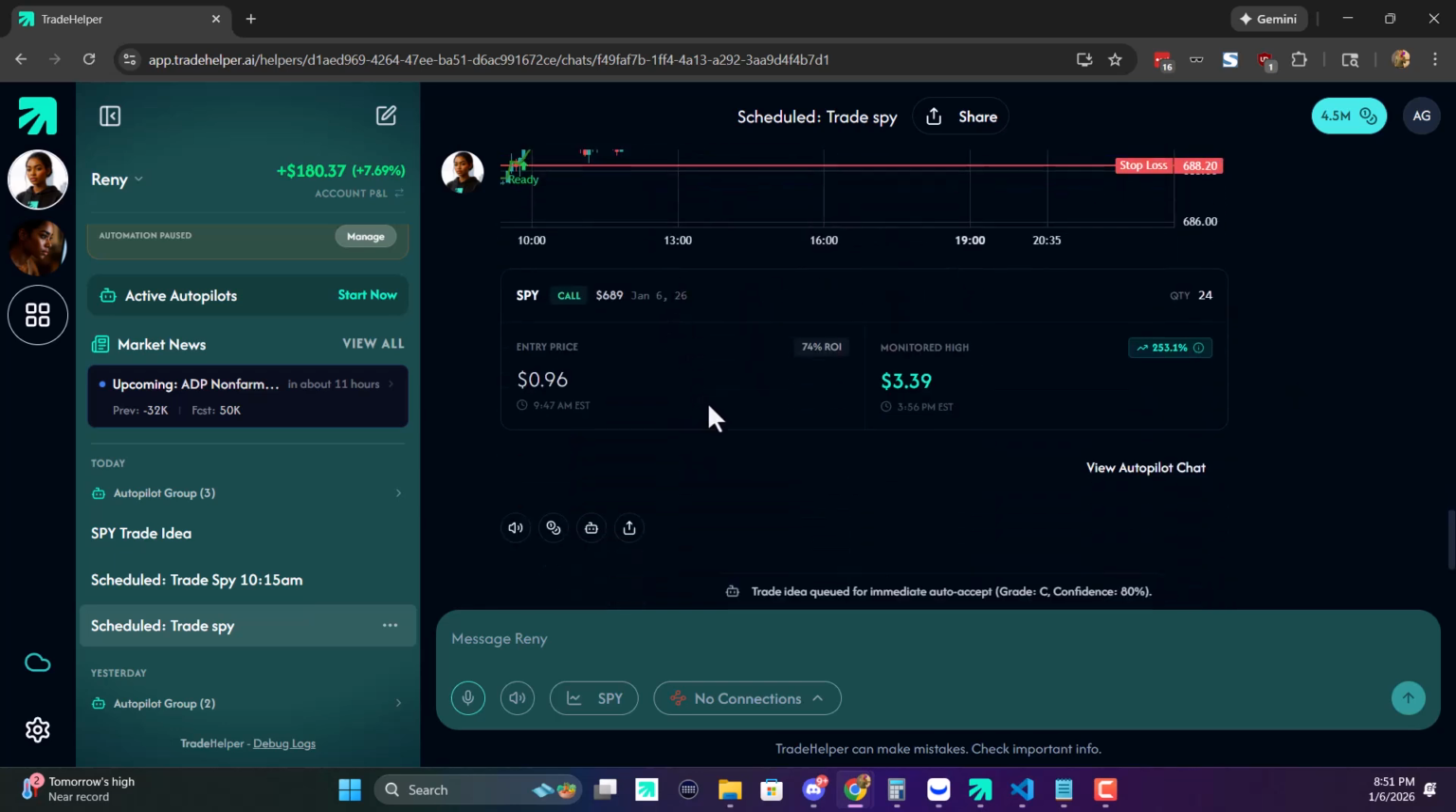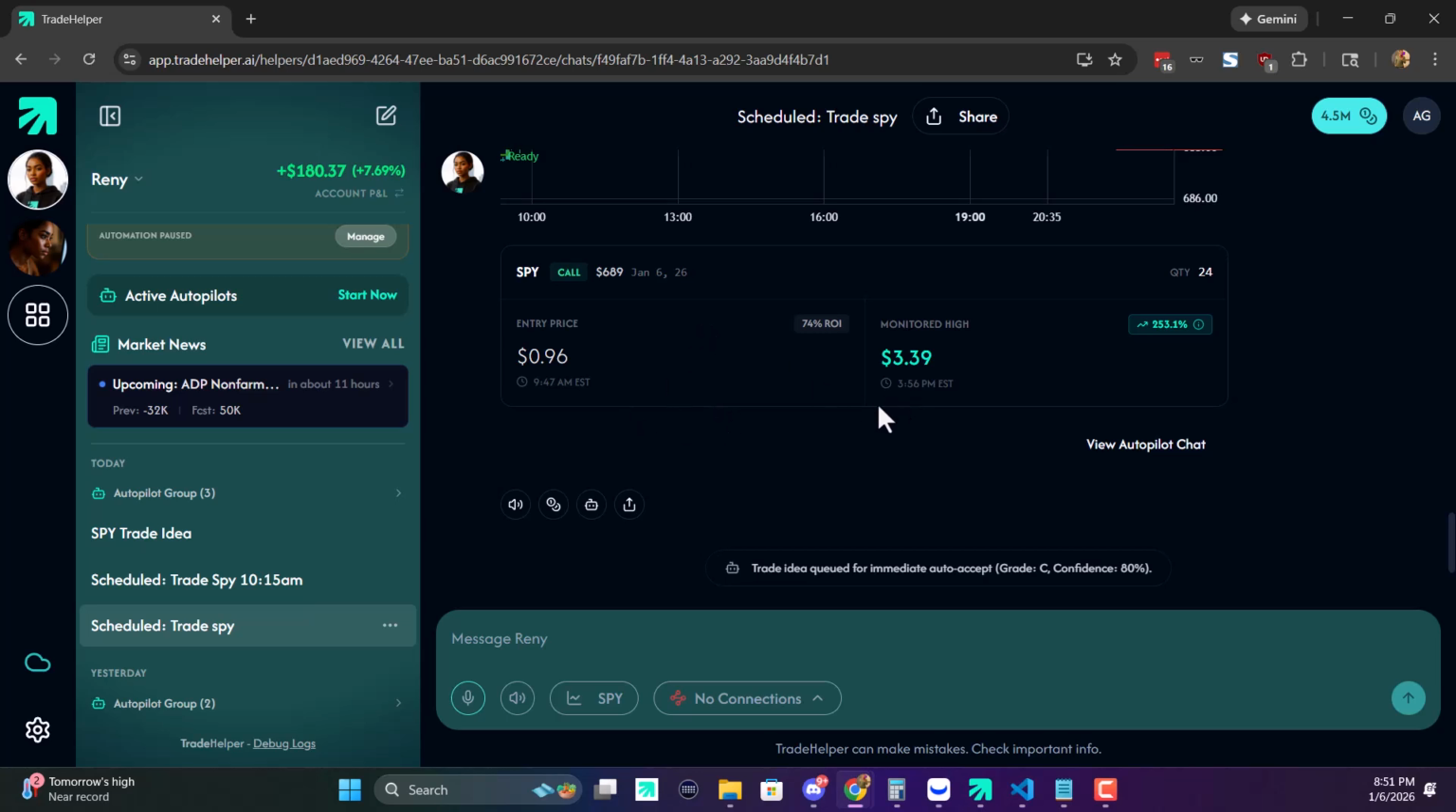When it hits you with a trade ready, if you have full automation, it should immediately buy your position and put you in autopilot, right?